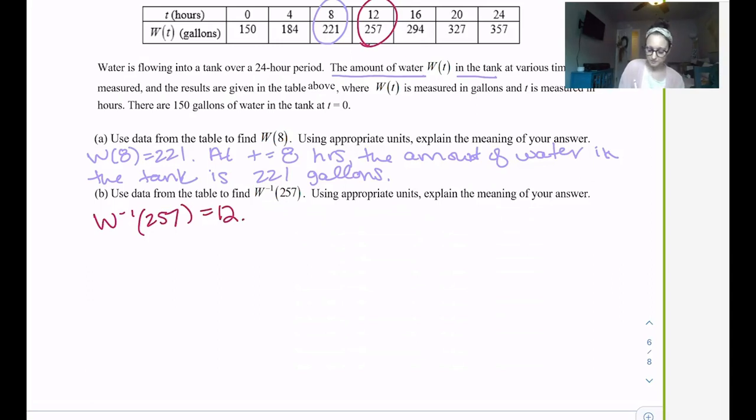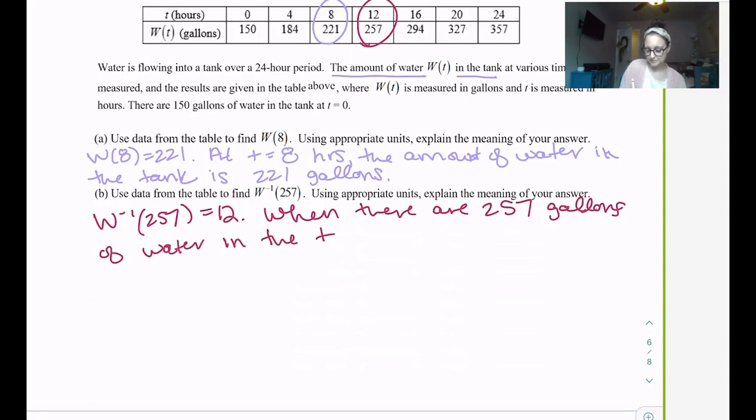Okay, so when there are 257 what? Yep, gallons of water in the tank. T equals 12 what? Hours. Okay, and right now these are more algebra examples, but what I'm wanting you to really take note of here is that notice every time I pull in a number from the table, I'm also attaching its appropriate units. Okay, so that's what I want you to really get into the habit of.